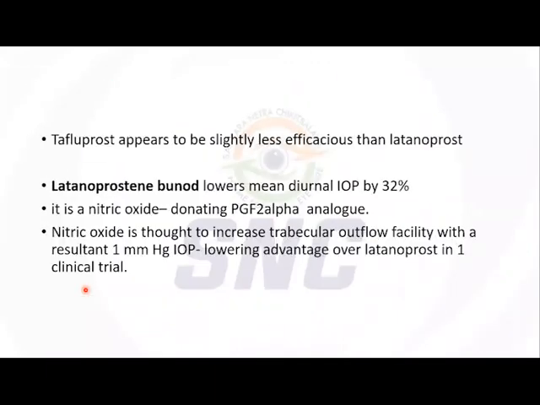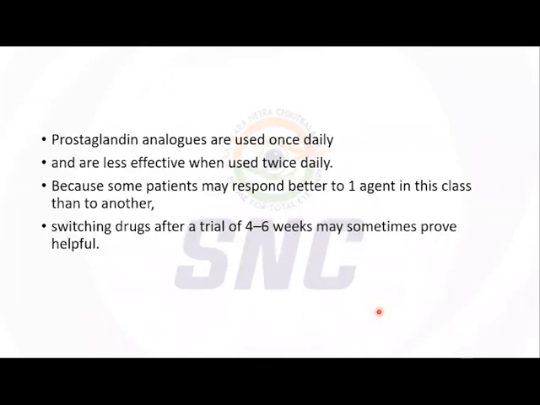Tafluprost appears to be slightly less efficacious than latanoprost, and latanoprostene bunod lowers mean diurnal IOP by 32%. It's a nitric oxide donating PGF2 alpha analog. Nitric oxide is thought to increase trabecular outflow facility, with a resultant 1 mm Hg IOP lowering advantage over latanoprost in one clinical trial. Prostaglandin analogs are used once daily and are less effective when used twice daily. Some patients may respond better to one agent in this class than to another. Switching drugs after a trial of 4 to 6 weeks may sometimes prove helpful.